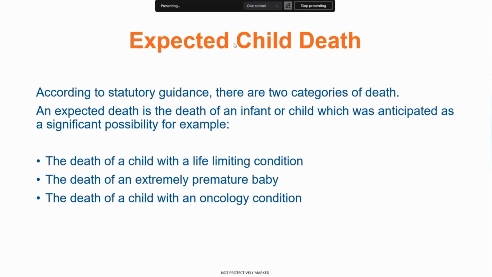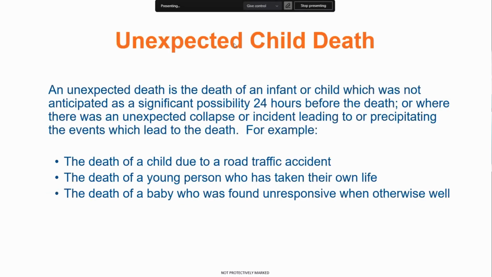So the way that the guidance links into an expected child death is it might be the death of a child with a life-limiting condition, or the death of an extremely premature baby, or the death of a child with an oncology condition. When we're talking about an unexpected death, this is where the death of the child or infant was not anticipated as a significant possibility in the previous 24 hours before the death, or where there was an unexpected collapse or incident leading to or precipitating the events which led to the death.